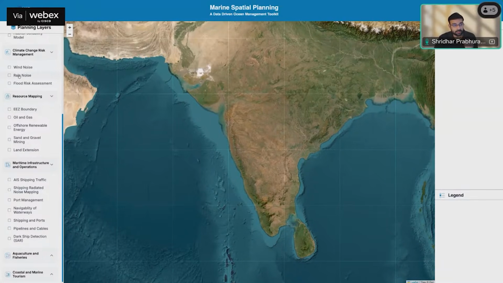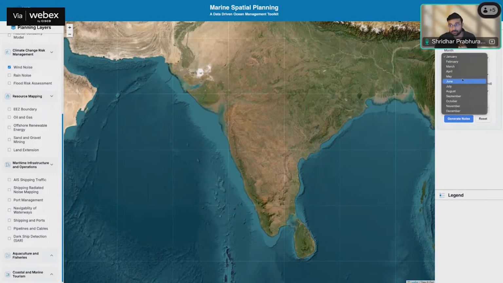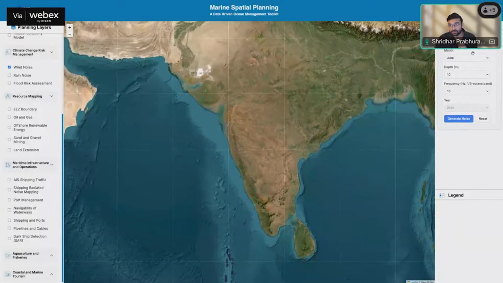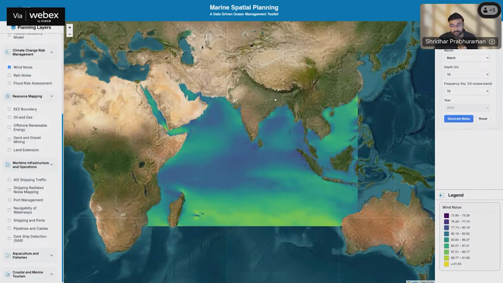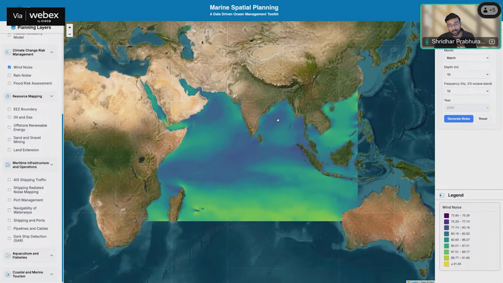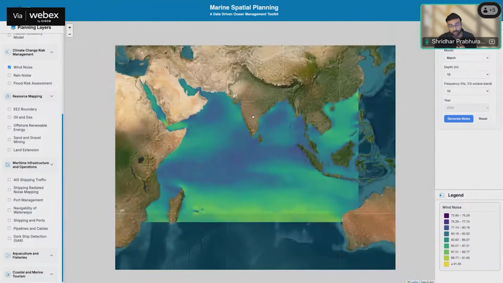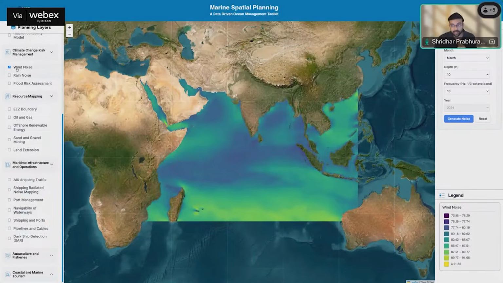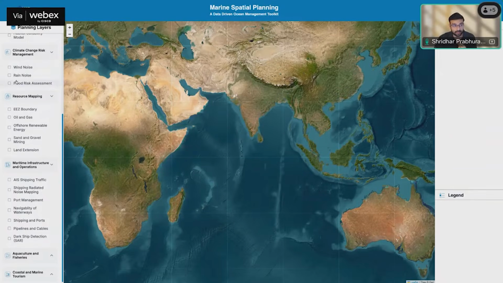Of course, shipping noise is only one part of the noise, right? We have wind-driven noise as well. So if I take June 2024, you can see the overall noise that is generated by the wind. We can also identify the noise that is generated by rain.